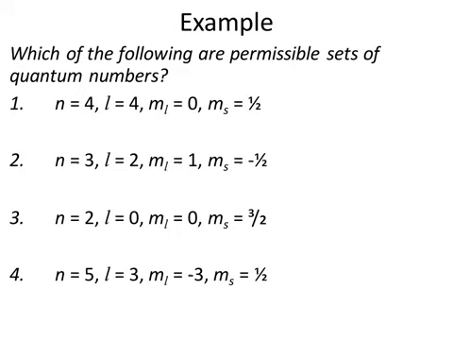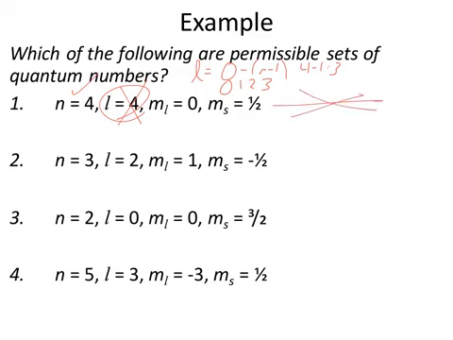So the first one, we look at n is equal to 4. Okay, that's fine. We have 4 energy levels, 4 periods. That's okay. Now, the possible values for L when n is equal to 4: remember that L is anywhere from 0 to n minus 1. Oh, well, this is a problem, because here L is equal to 4, but you can only have 0, 1, 2, or 3, because 4 minus 1 is equal to 3. So the maximum L could be 3. This is not possible, so this one is not going to be permitted.